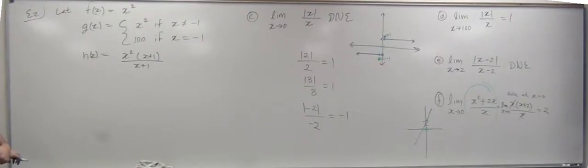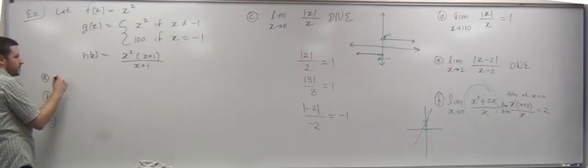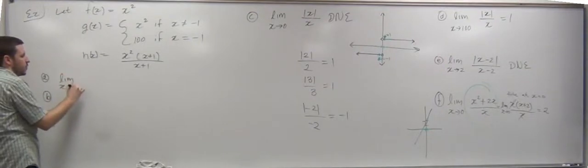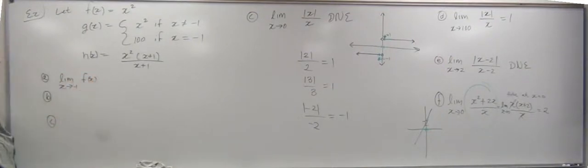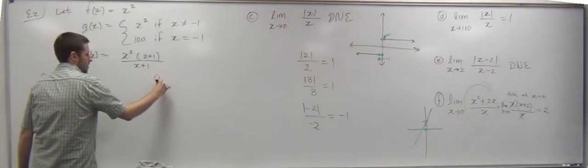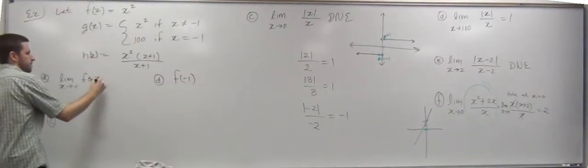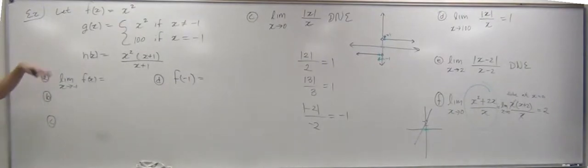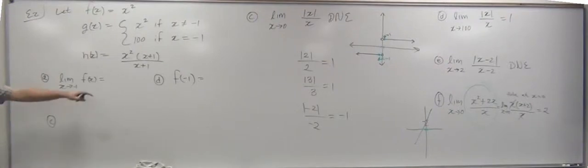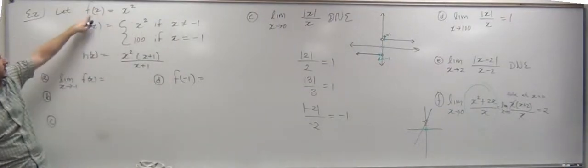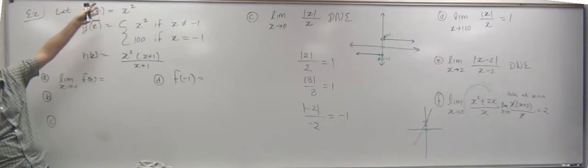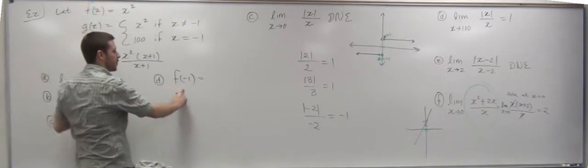Now I want you to answer basically 6 different questions for me. I want to find the limit as x goes to -1 of f of x. And I also want to know what f of -1 is. And then we'll do it for each of the functions. So let's talk about f of -1 first, because that's pretty straightforward. For this function f of x, if you want to know f of -1, you just plug in -1, not a problem. Right? So what's f of -1?